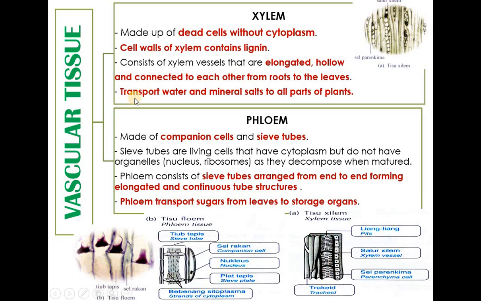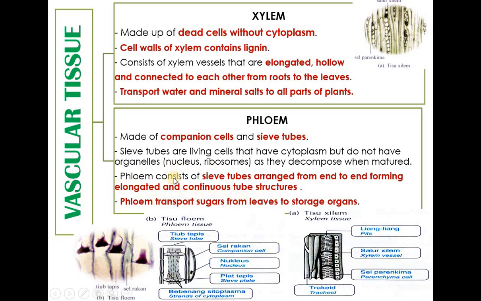This is the function of the xylem: transport water and mineral salts to all parts of the plant. Phloem is made of companion cells and sieve tubes. So what is a sieve tube? Sieve tubes are living cells that have cytoplasm but do not have organelles, especially nucleus and ribosome, as they decompose when matured. Phloem consists of sieve tubes arranged from end to end, forming elongated and continuous tube structures.